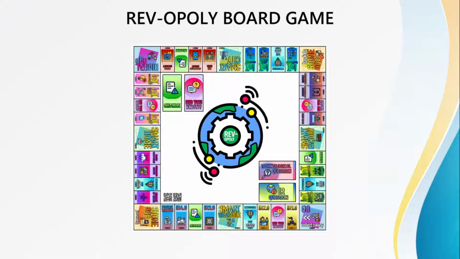Similar to the typical Monopoly game, Rev-Opoly has 4 types of cards called Chance, Did You Know, IR questions, and also technological questions. These cards contain information or questions which, to know the correct answer, the card will be scanned as the answer will appear in the form of AR.